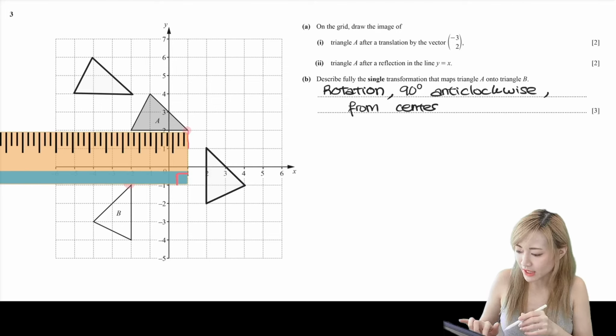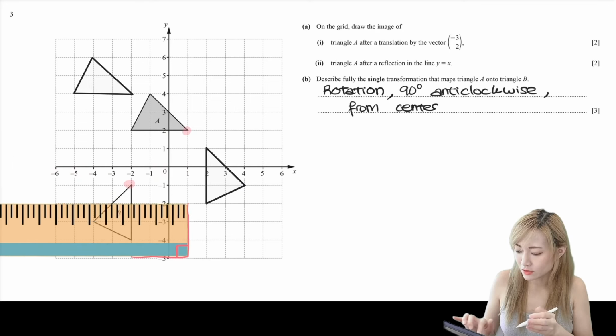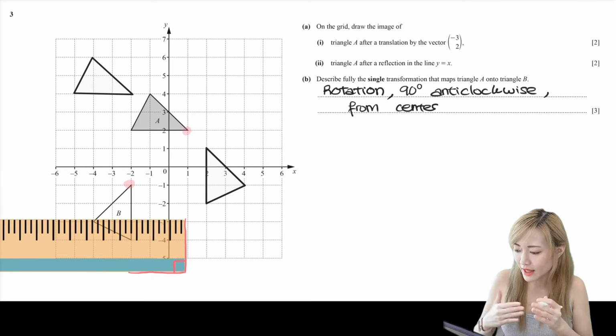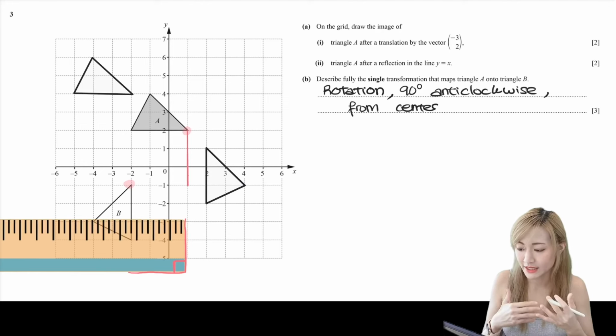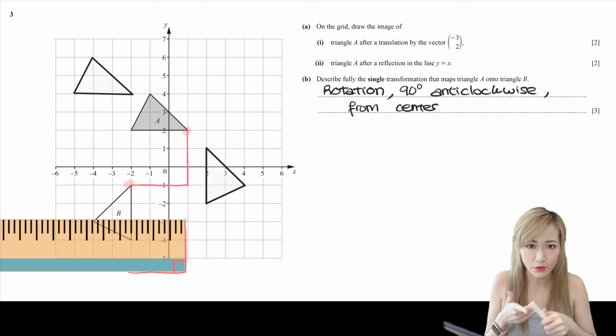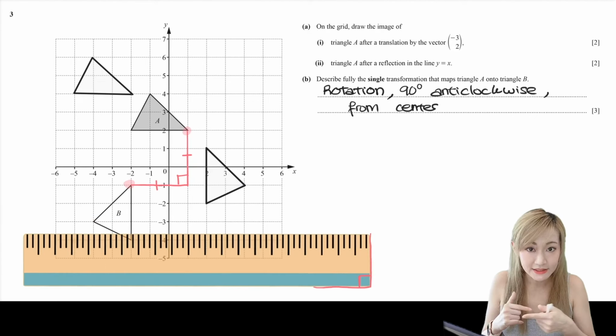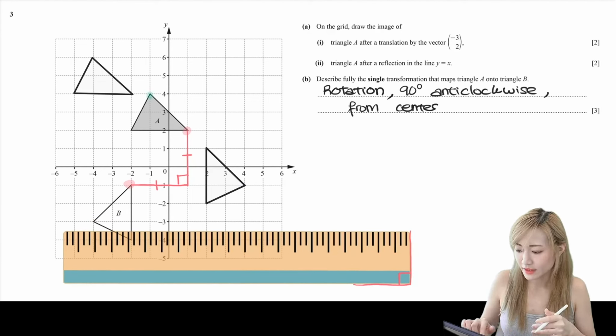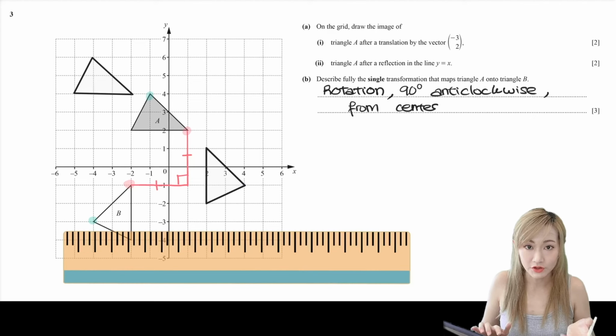And if I draw lines from that point to the corresponding points, the distance between those two lines and the point is also the same. As in, the distance from the point to the center of rotation is the same for both points. So that is the center of rotation. And this applies to the other points on the triangle as well.